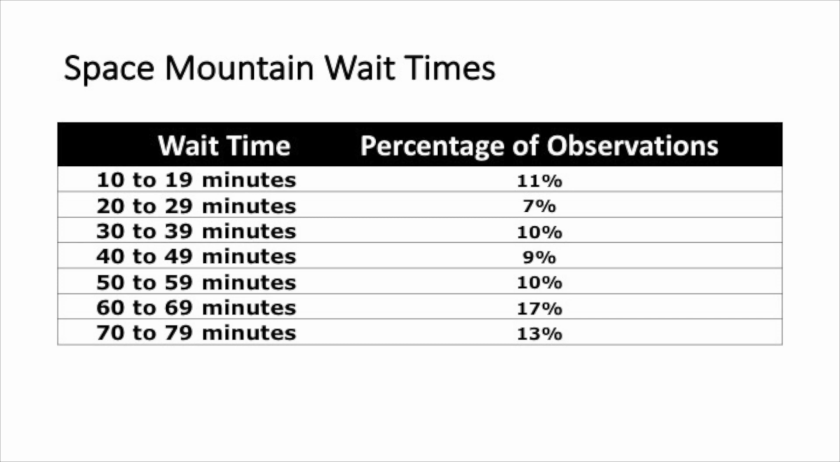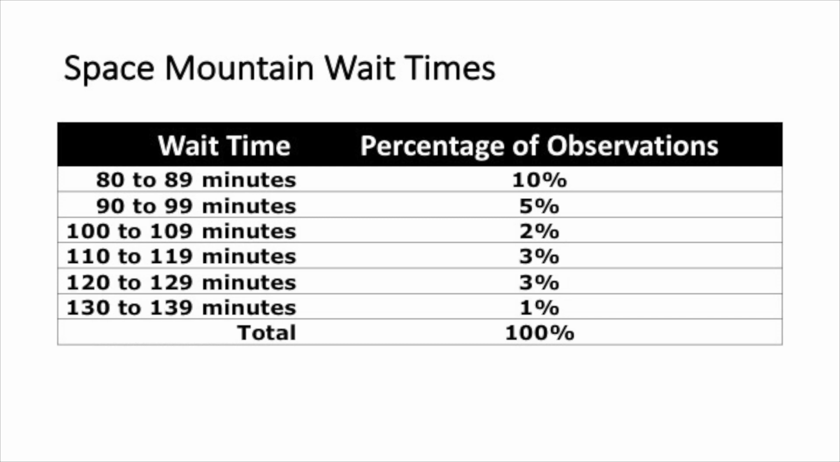So here's a percentage frequency distribution table for a variable that measures the wait time for the Space Mountain roller coaster. I've actually got this table split over 2 slides just so it's a little bit easier to see. So you see different classes of wait times, 10 to 19 minutes, 20 to 29 minutes, etc. And the percentage of observations in each class. And then here's the second part of the table. So you see that it goes all the way up to wait times between 130 and 139 minutes.